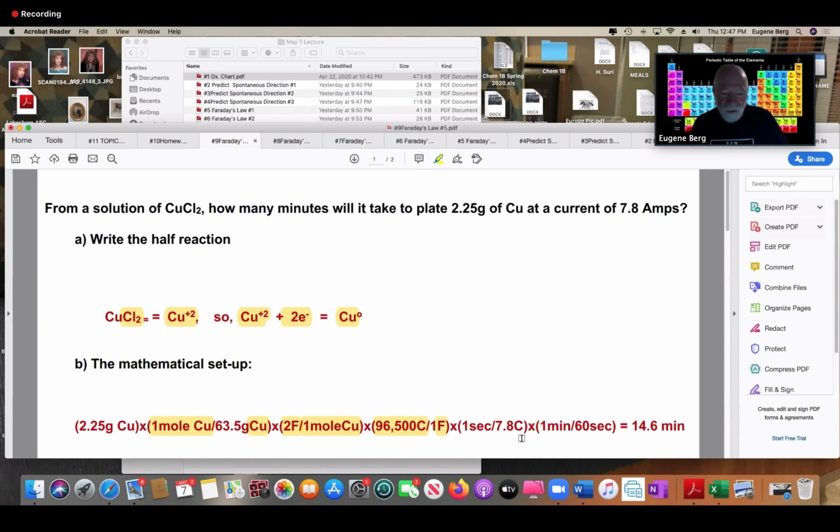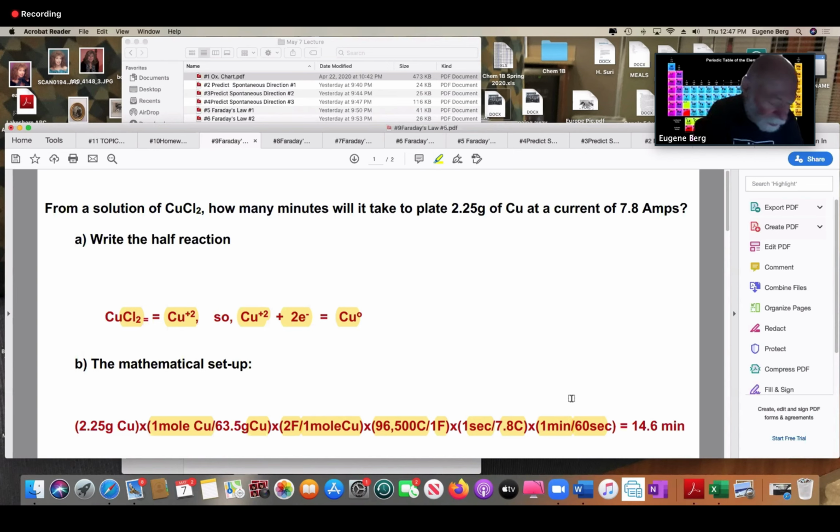You can flip a conversion factor any time you want to. So to cancel out the coulombs, I need the 7.8 coulombs on the bottom, and seconds would be on the top. Now you'd be done. We now have time, except the question wanted minutes, so the last conversion factor would be that 60 seconds equals a minute. I got an answer of 14.6 when I did this at midnight last night.